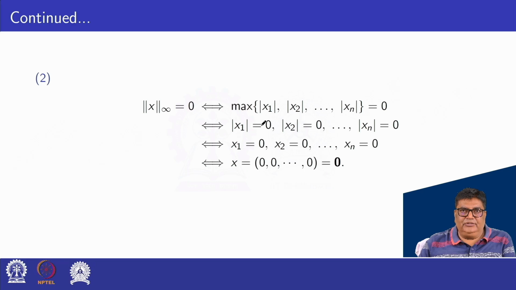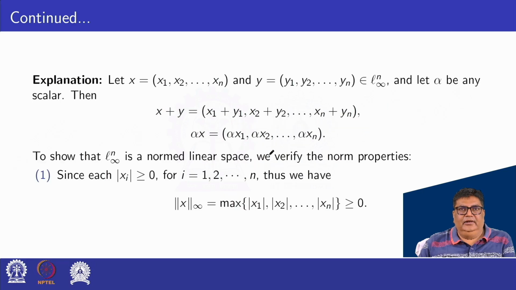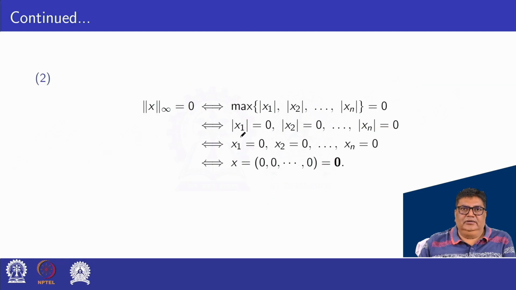Since |x1| = 0, |x2| = 0, |xn| = 0, it means x1 = 0, x2 = 0 and so on xn = 0. That is, x is defined as (x1, x2, and so on xn). So each x1, x2 and so on xn are 0, then x is the n-tuple of 0, 0 and 0, that is the 0 vector.